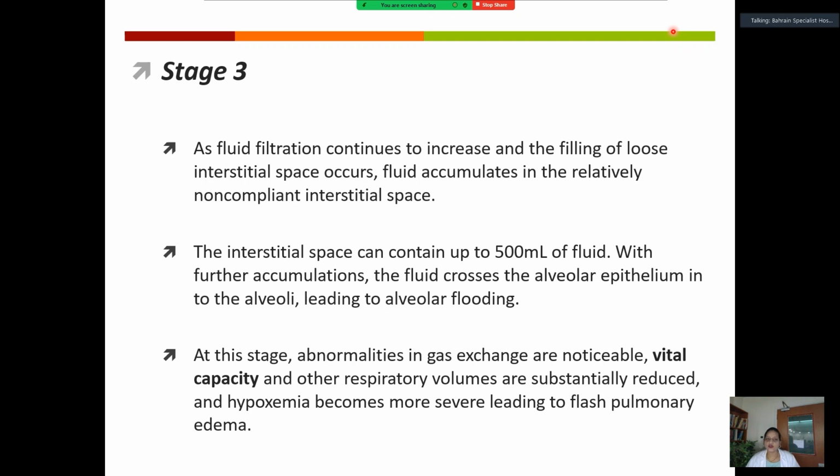In stage 3, as fluid filtration continues to increase and the filling of loose interstitial space occurs, fluid accumulates in the relatively non-compliant interstitial space. The interstitial space can contain up to 500 ml of fluid. With further accumulation, the fluid crosses the alveolar epithelium into the alveoli, leading to the alveolar flooding. At this stage, abnormalities in gas exchange are noticeable, vital capacity and other respiratory volumes are substantially reduced, and hypoxemia becomes more severe, leading to flash pulmonary edema.